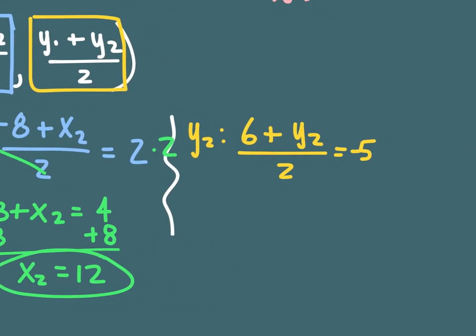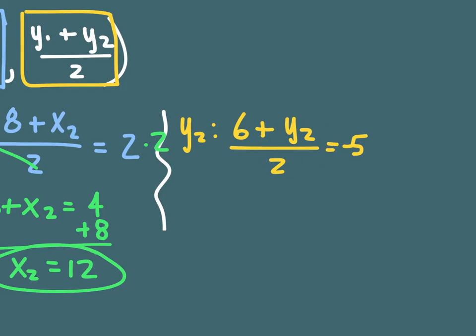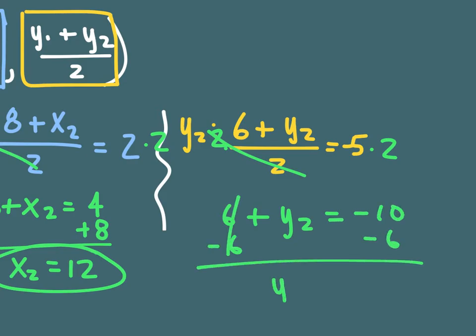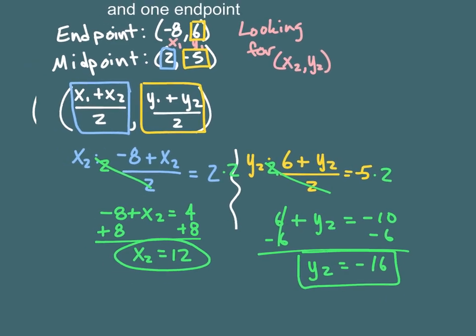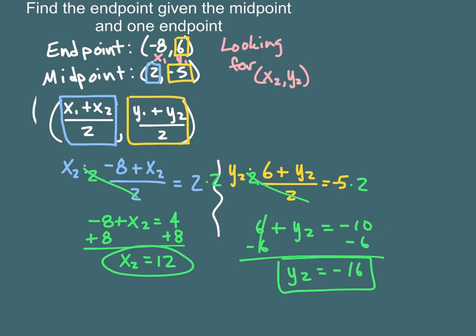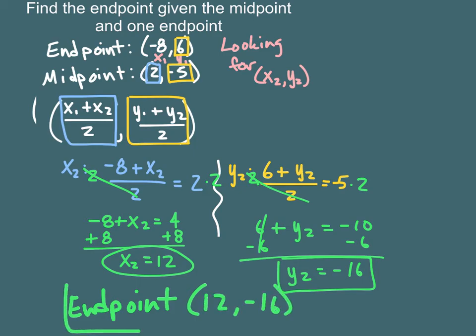Now, let's solve this equation for y sub 2, the y value of my other endpoint. Let's multiply both sides of this equation by 2, same thing that we just did, and that's going to give us 6 plus y sub 2 is equal to negative 10. Let's subtract 6 from both sides, and that's going to give us y sub 2 is equal to negative 16. That's the y value of my other endpoint. So what I then want to do is write our answer. Our endpoint that we're looking for is the point (12, negative 16). And that is our answer for that.